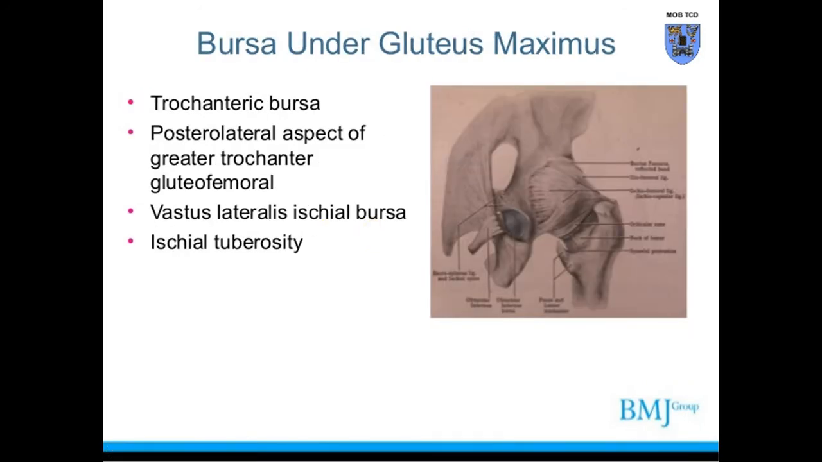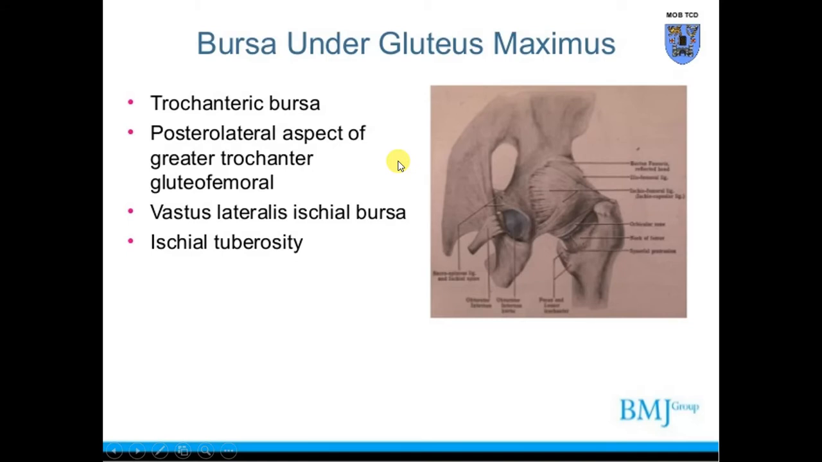So there is also a bursa under the gluteus maximus, which is very important. The trochanteric bursa is at the posterolateral aspect of the greater trochanter, and the gluteofemoral bursa, the vastus lateralis bursa, and the ischial bursa at the ischial tuberosity. So here we can see there will be the bursa under the gluteus maximus. These bursae are very important to be known.